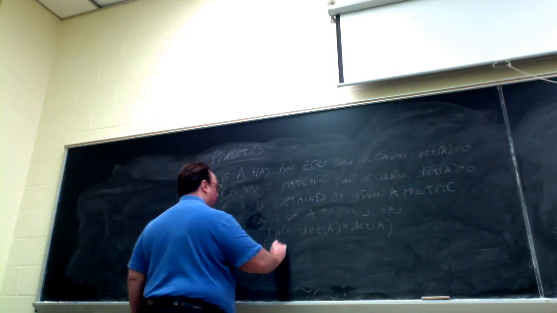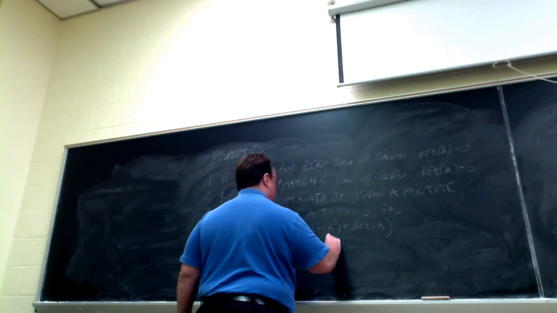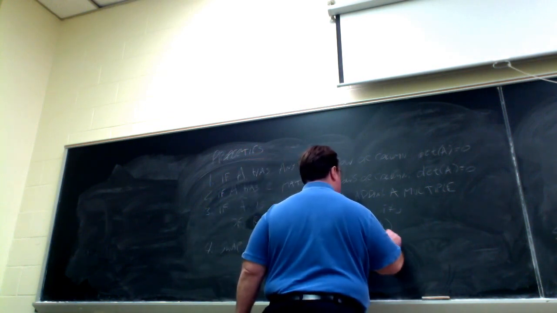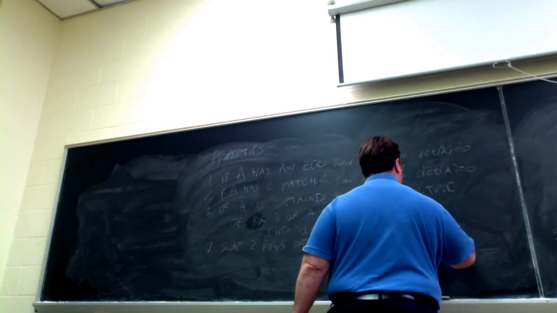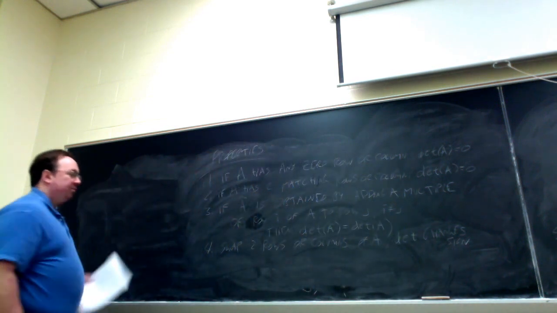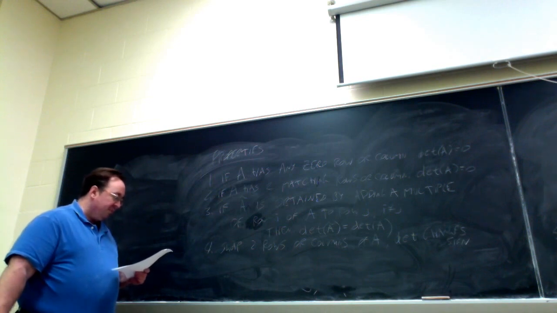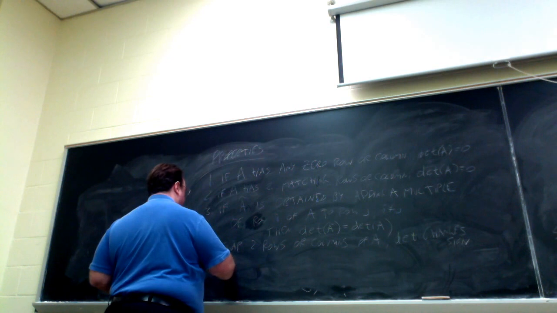Okay. If you swap two rows or columns of A, it then changes the sign of the determinant. Okay. Because row interchange is going to be very important later for solving systems of equations too.